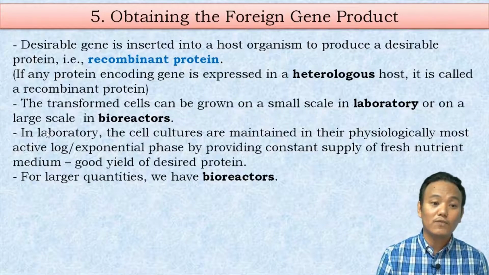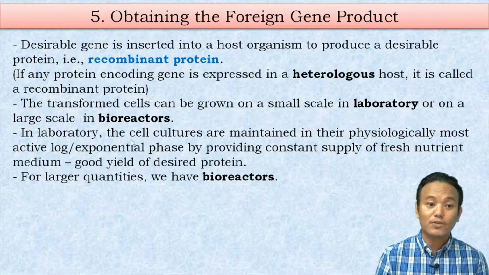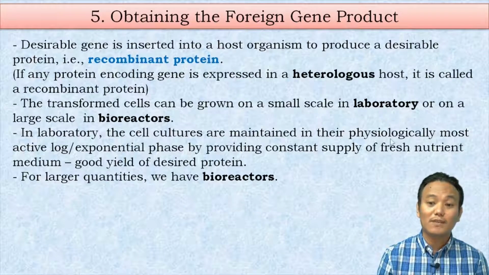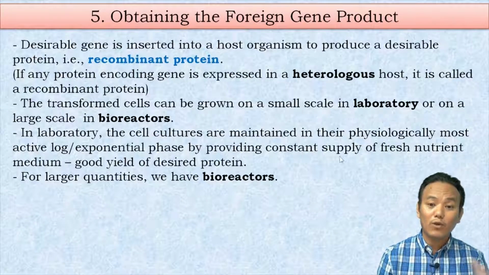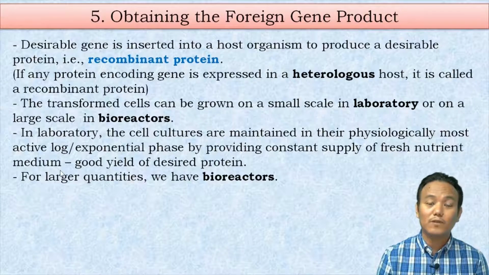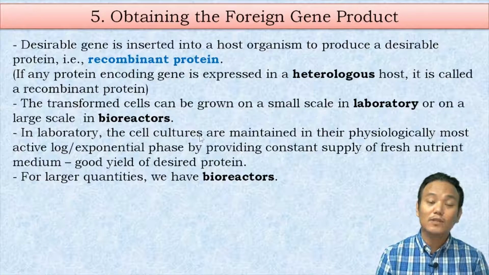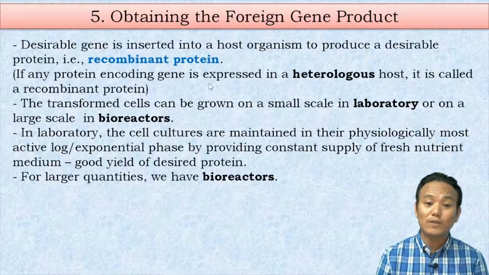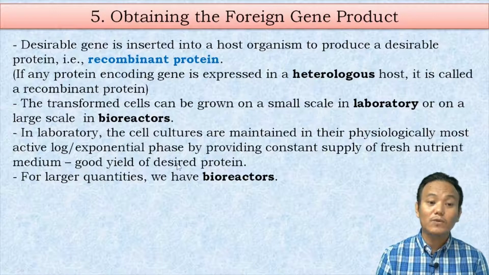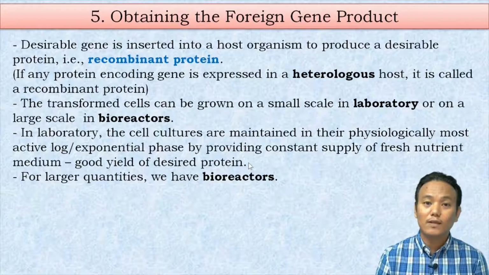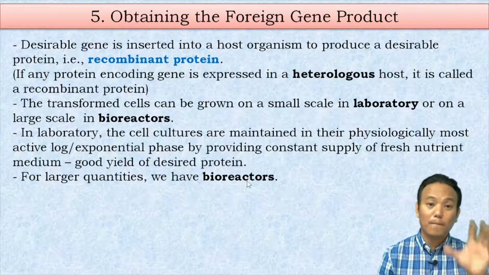In laboratory, for example, the transformed cell cultures can be maintained in their physiologically most active log or exponential phase, by providing constant supply of fresh nutrient medium, that will let the cells grow at very fast rate, and they are physiologically active, means they will keep on producing the desired protein. And that means we will get a good yield of the desired protein. But that is at very small scale, right? It is at less quantities. For larger quantities, we have to use bioreactors.